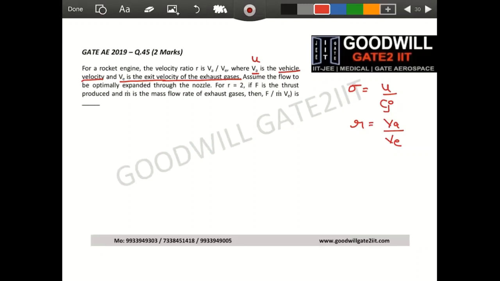For R equals 2, that means for this ratio 2, if F is the thrust produced and m dot is the mass flow rate of exhaust gases, m dot P, then F by m dot VE is. I'll wait and I want you to ping me the answers. I want all of you to respond on this. Tell me your answers, whatever you are getting, and then we'll discuss this.